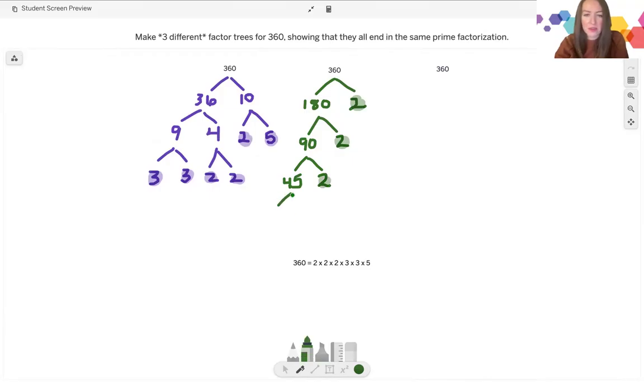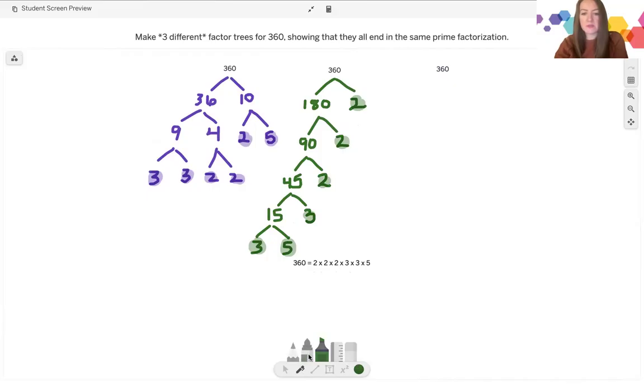What is 45? 45 is 3 times 15, I think. 15, 30, 45. I've got another prime. And I think I'm going to get down to all my primes here. 15 is 3 times 5. Okay, so I should have ended up with 3 2s, 2 3s, and a 5. Did I? 1, 2, 3 2s, 2 3s, and a 5. I did, even though my journey was very, very different.